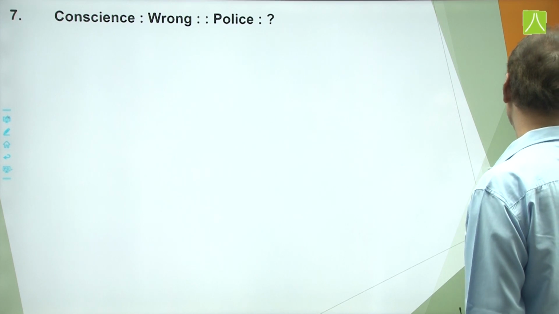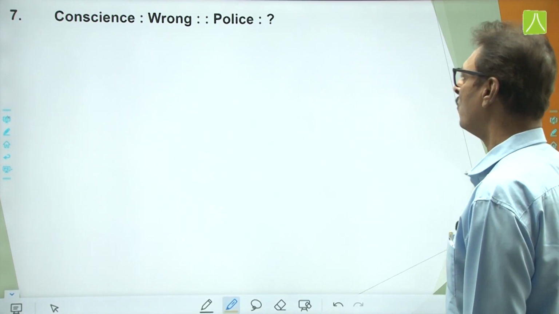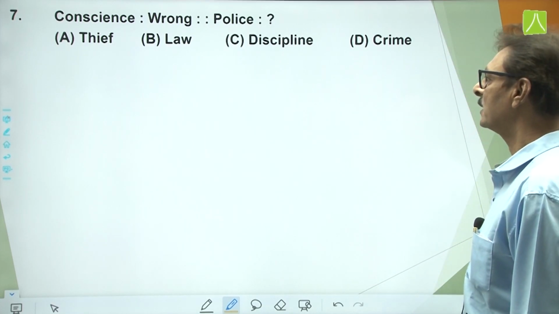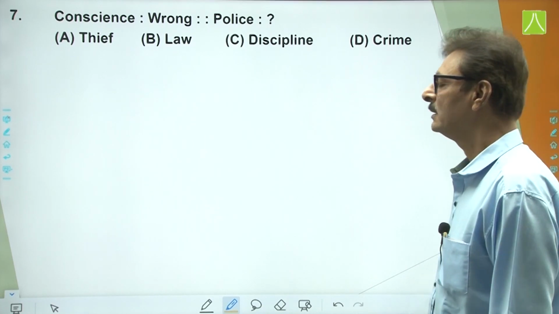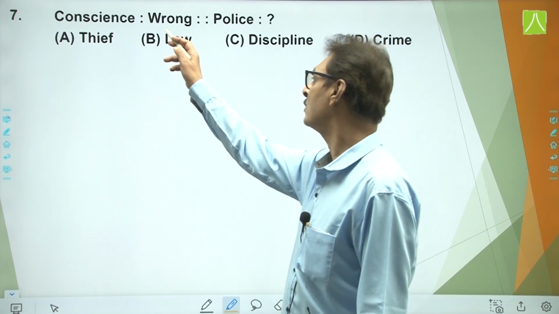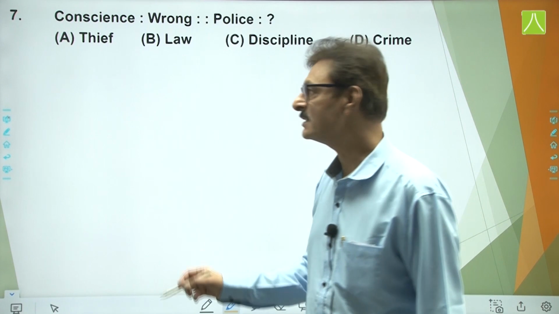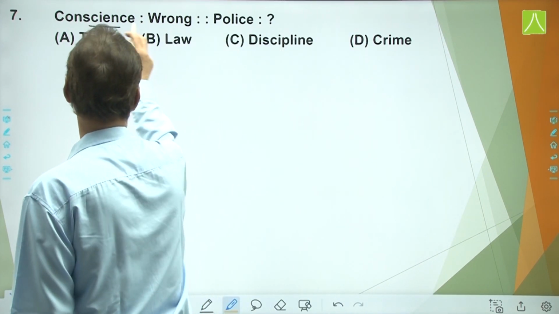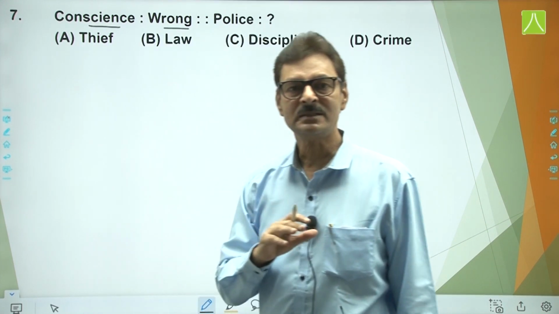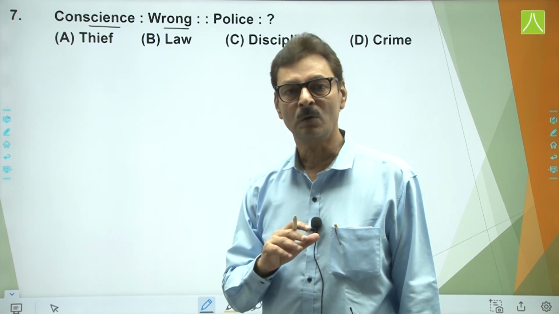Conscience is to wrong. Police is to what? Thief, law, discipline or crime? Conscience, antaratma. Antaratma apne ko rokti hai kuch bura karne se. So this is the relationship between the inner voice, between these two words. So conscience prevents us from doing anything wrong.